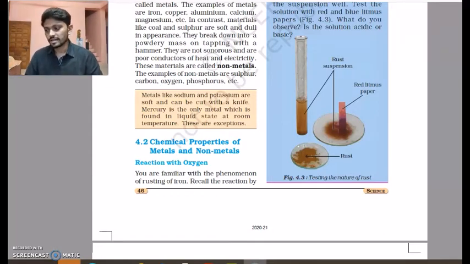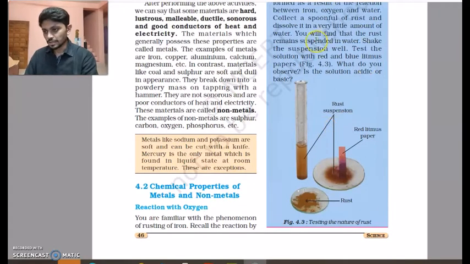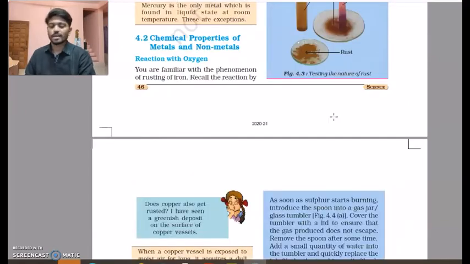So firstly, we'll consider the reaction of metals with oxygen. Let's see what happens. As seen in this image, we have kept iron and we have added oxygen to it. We also tried to burn magnesium and see what happens. So what happens is, when you react oxygen with any of the metals, it forms metal oxide.